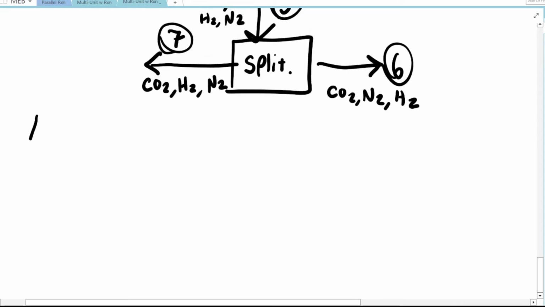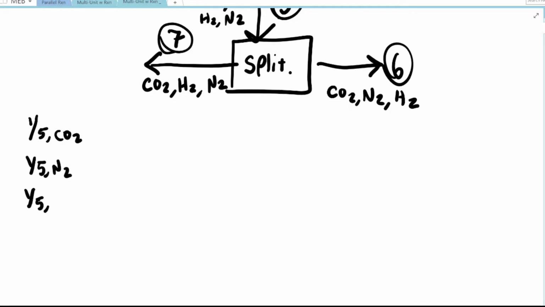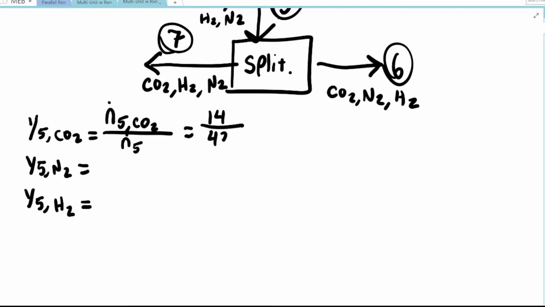We can figure out what Y5 CO2, Y5 N2, and Y5 H2 are. So for example, Y5 CO2, we're going to write as N5 CO2 divided by N5 dot. And you'll get 14 divided by 42, divided by 44, right? Can't forget about that nitrogen. And that's going to give me 0.318.